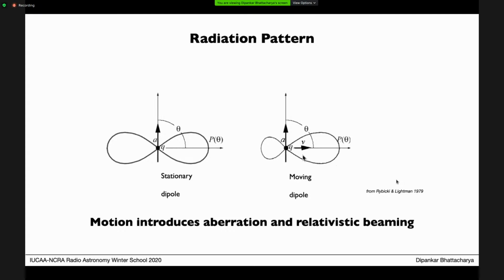As the Lorentz factor increases higher and higher, this cone becomes sharper and sharper, with a width which is proportional to 1 over the Lorentz factor. So if the Lorentz factor is 1000, then this opening angle will only be a 1,000th of a radian. So you can see that it's a very narrow pencil beam in the direction of motion of the charge.